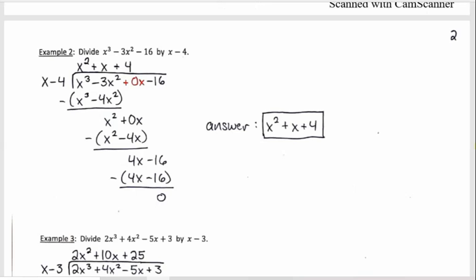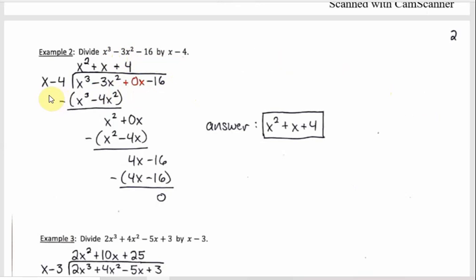In the second example, this is one where we have to be careful because the dividend doesn't have an x term. So you've got to rewrite this as x cubed minus 3x squared plus 0x minus 16. So notice how I've got it here, and I made the 0x red, so it jumps out a little bit. But you've got to do that, otherwise what you get is going to be a little messed up. But then after that, you do what we did last time.